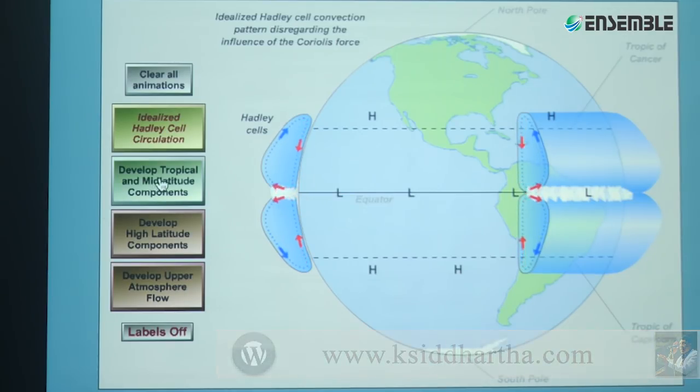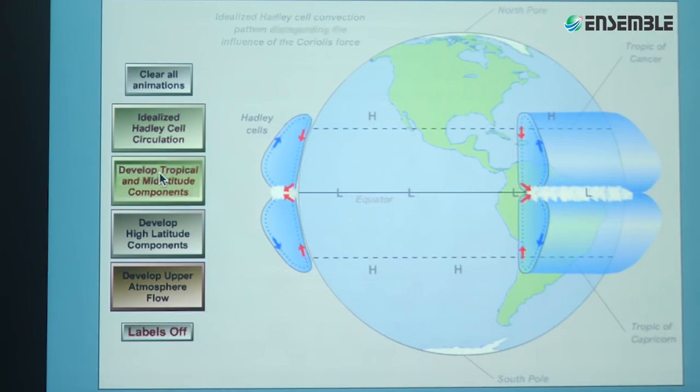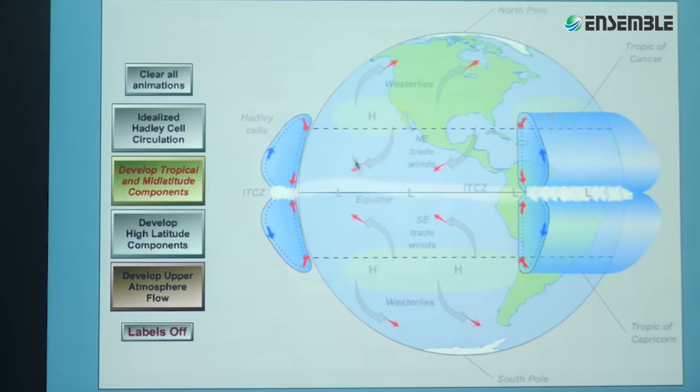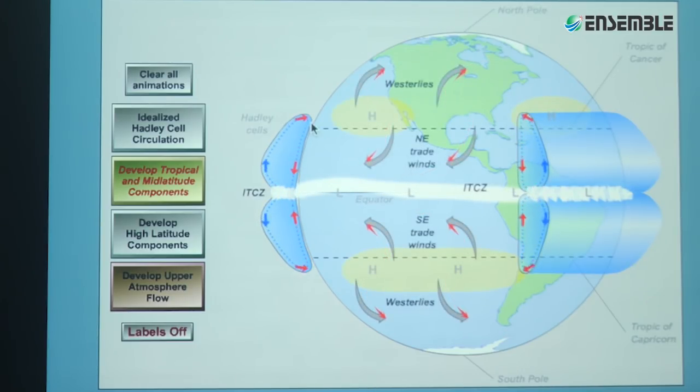The second of it is going to be the tropical and the middle latitude components. Now, this is one wind that we're going to be calling by the name of trade winds. These are going to be called the northeast trade winds. Here it is going to be called the southeast trade winds. And both of them are going to converge here. And that is what we're going to be calling the ITCZ, or the Intertropical Convergence Zone. That's the name that is going to be given to it.